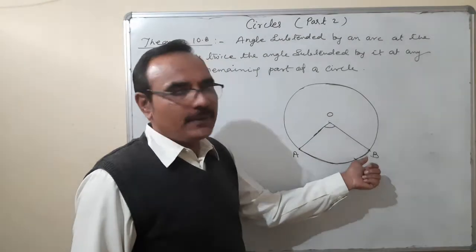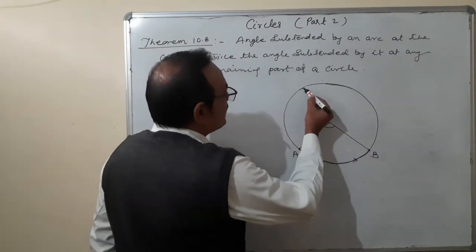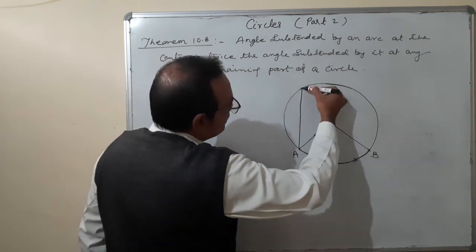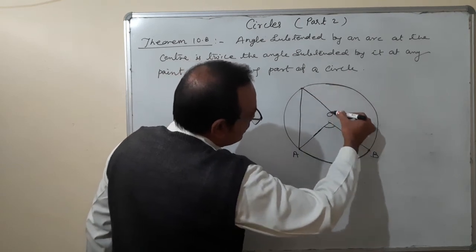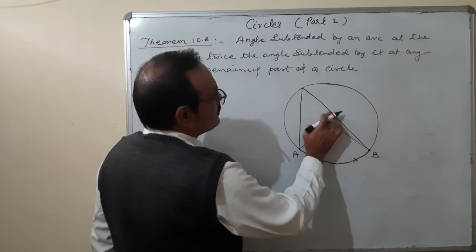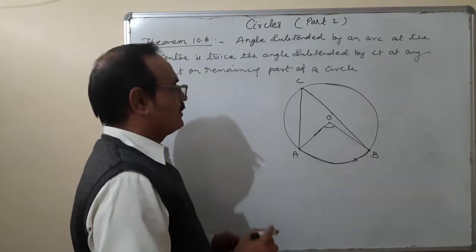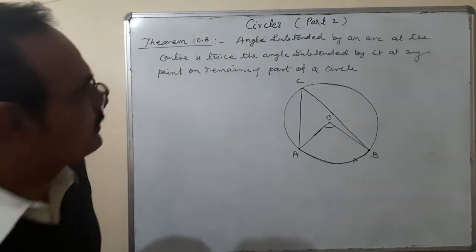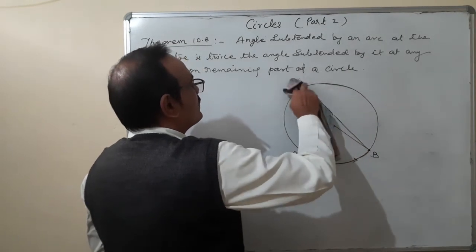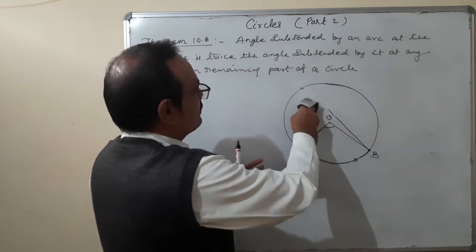Arc AB, what is the remaining part? The remaining part is BA. That means by this arc, if any angle is subtended at the remaining part, suppose here this angle is subtended, AB, O, this is O, and here is suppose C. Okay. For proving, I will take C here, so that we'll have to draw one line. By the way, C can be drawn anywhere. There is no problem at all.